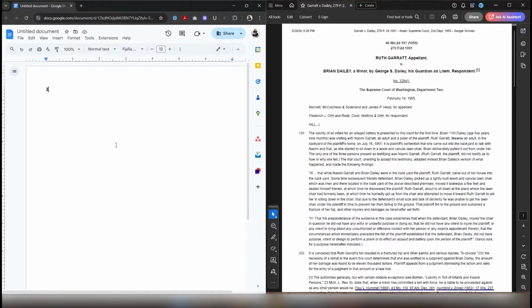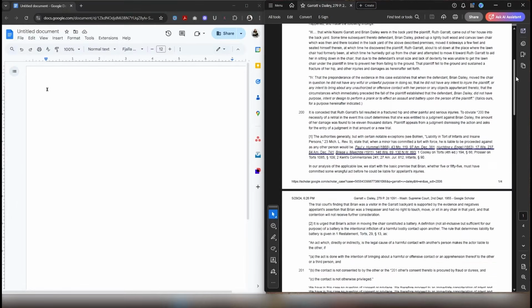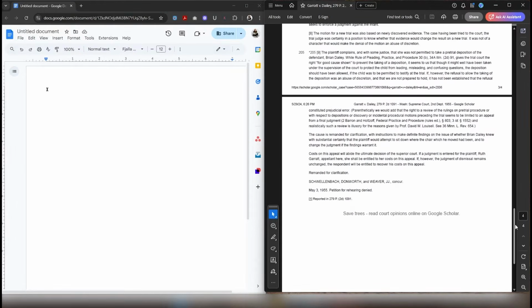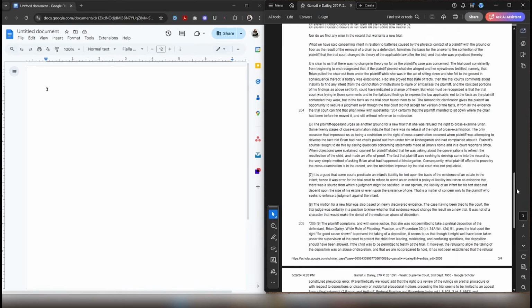All right, so here we are to walk through the steps of actually creating a case brief. So over here on the right, we have our case, and this is the case of Garrett versus Daly. It's a very famous torts case that you are absolutely going to read your 1L year in your torts class. And it's a pretty short case. It is about 3.5 pages long.